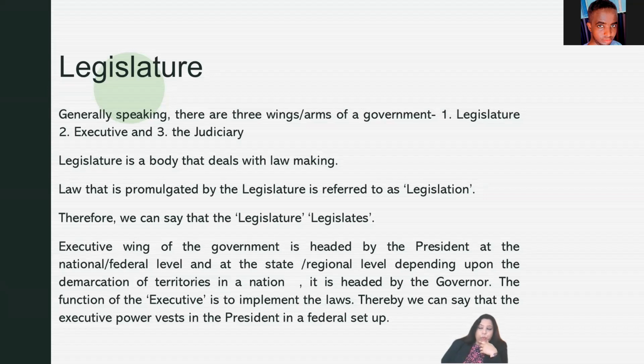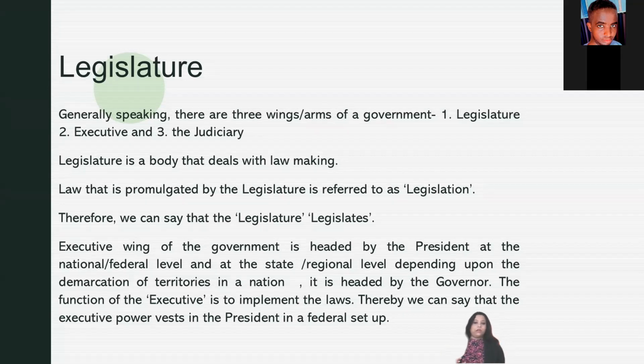Next, we have the executive wing of the government, which is headed by the president at the national, the federal level, and at the state or regional level, depending upon the demarcation of territories in the nation, it is headed by a government. The function of the executive is to implement the laws. Thereby, we can say that executive power vests in the president of that particular country or nation. So there are three wings, where the legislature enacts, promulgates, or makes laws. It does not interpret them, but it can amend the laws, or it can also repeal or abrogate the laws.